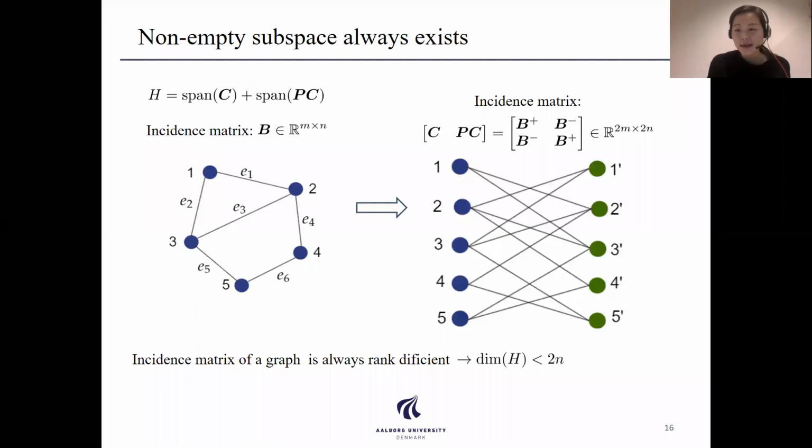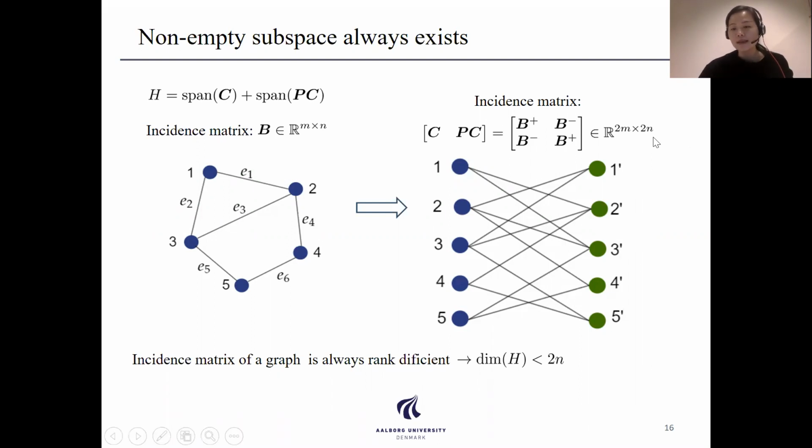Since we are relying on the subspace noise, it is very important to make sure that the subspace is always non-empty. And indeed, since the subspace is constructed by the C and PC matrices, we can interpret these C and PC matrices as the incidence matrix of a new bipartite graph with twice the number of nodes and twice the number of edges. And we all know that the incidence matrix of a graph is always rank deficient.